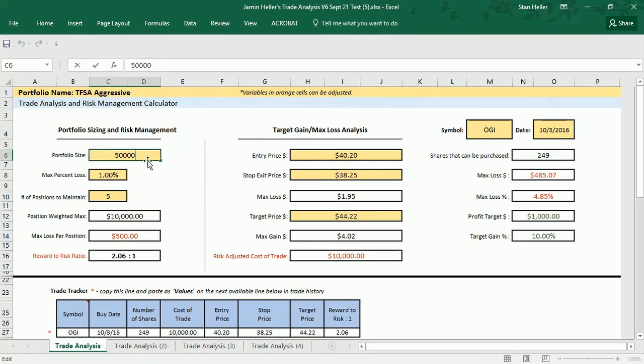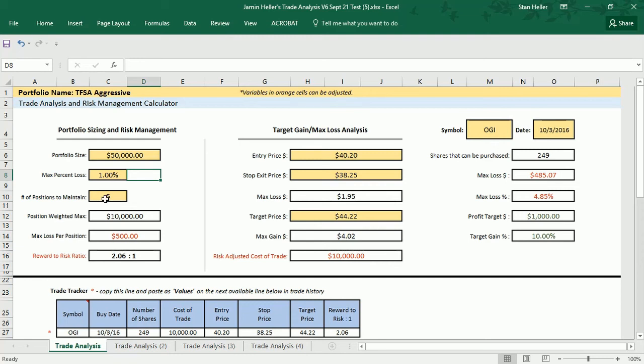Okay, then we double check our portfolio size. If you're comfortable with 50,000 for a TFSA aggressive account, we leave it there. The max percent loss is 1%. If you're a more experienced investor, certainly you could come in and change that to 2%, which would give you more money to spend on the trade. So you could certainly do that if you're a more aggressive and experienced investor. But otherwise, it's certainly recommended we stick within Dr. Toledo's guideline. Notice here the max loss per position. When we change it back to 1%, the most we can lose on any one position is $500.